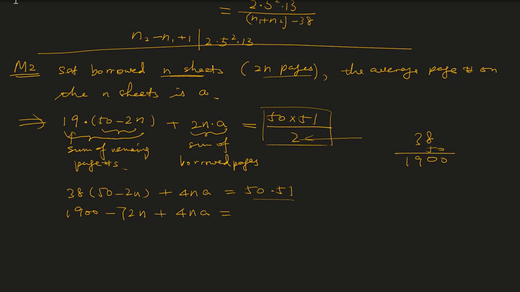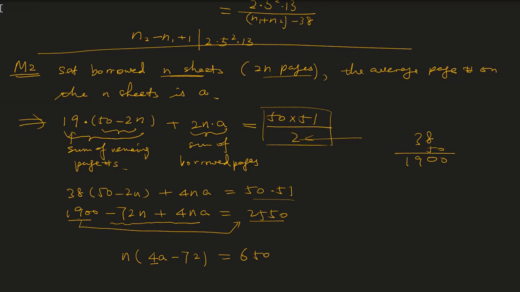plus how much is this? That is 2525. Good. Then let's move this 1900 to the right hand side. Then collect these terms by factorizing this n out. So we have n times 4a minus 72 equals this number minus 1900. So that is 650.